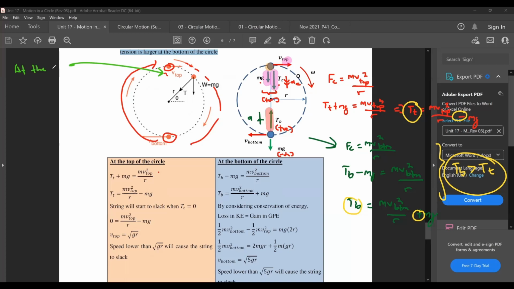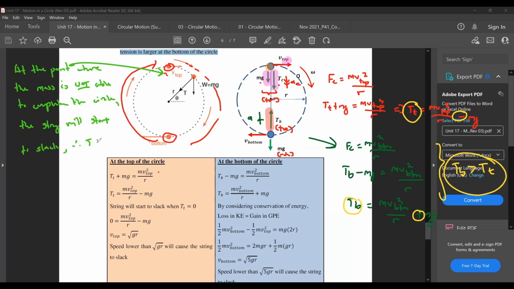At the point where the mass is not able to complete the circle, tension is 0. So maybe I do it the other way around. At the point where the mass is not able to complete the circle, the string will start to slack. Okay, the string will start to slack.